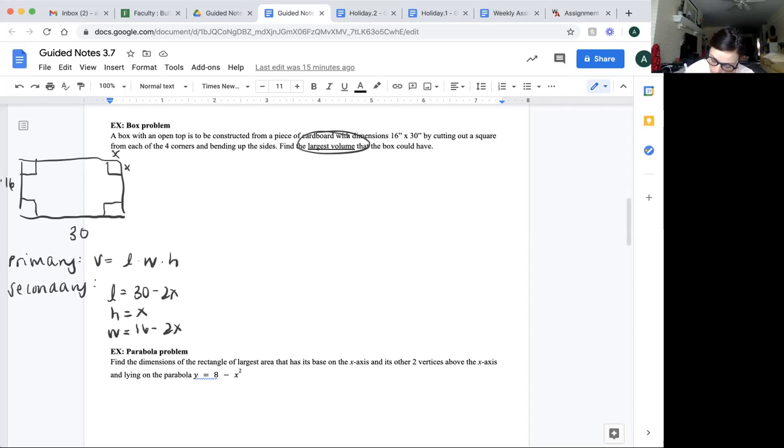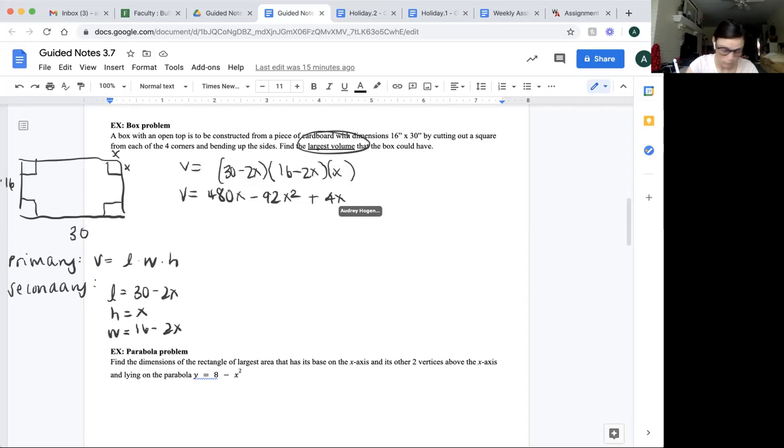So therefore, now I can write my primary equation in terms of 1 variable, because I know that V is going to equal length, 30 minus 2x, times width, 16 minus 2x, times height, x. Okay, and now you guys can have some fun FOILing that out and then multiplying the x in, but you should get that volume is equal to 480x minus 92x squared plus 4x cubed.